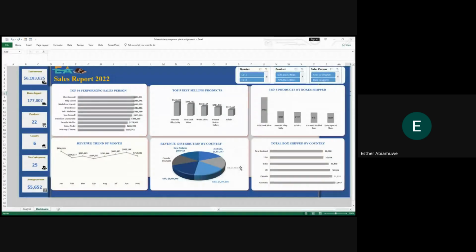Then we could also rebrand to make it more appealing to customers in different countries, which could also boost our sales.